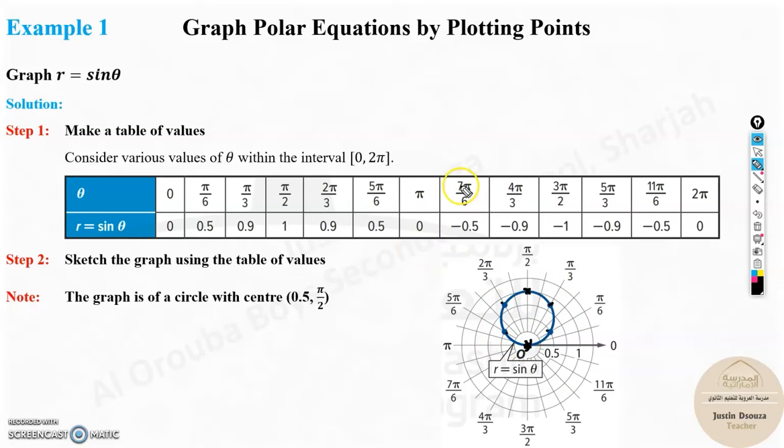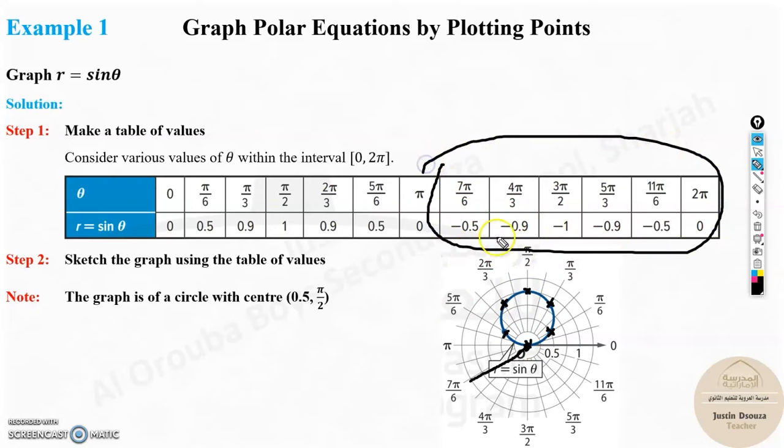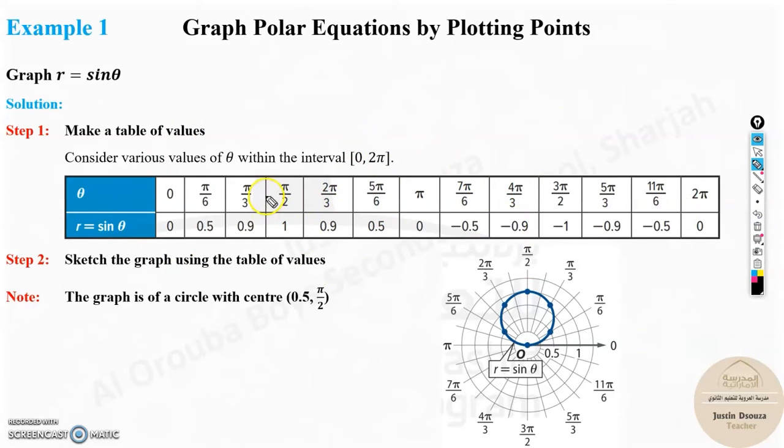Now, what about the next one? 7 pi by 6. 7 pi by 6 is in this line, right? But look at the value, it's minus 0.5. So you don't mark it on this side, you mark it on the opposite side. It goes back to this. So again, you get the same points. What you realize over here is that these are repetitive. So you do not need to do all these, you just take a few values and plot, you will get the circle. Then join the dots, and this is the graph. That's it. This is the answer.